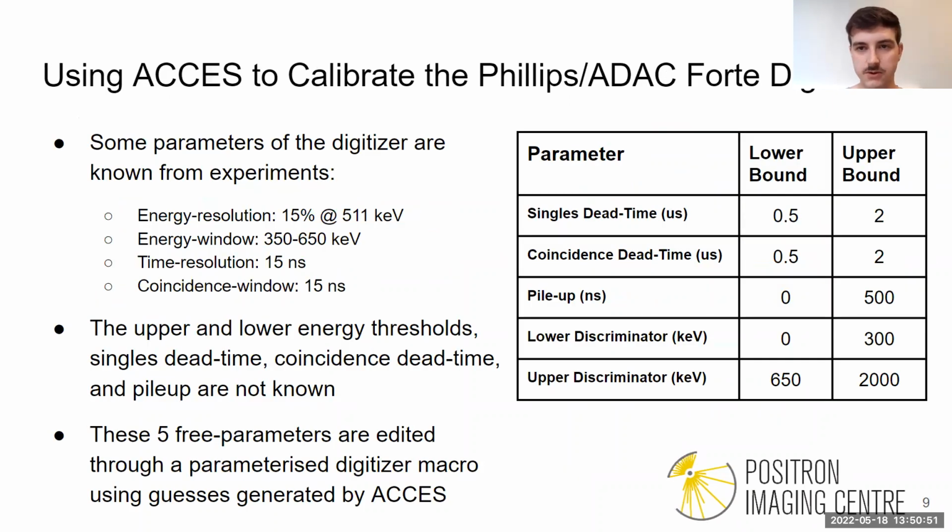So when we use ACCESS to calibrate this, we have to tell ACCESS which parameters to edit and which ones to keep as they are, and then set some lower and upper bounds for it to guess within. We know from experiments and previous characterizations some aspects of our detector: its energy resolution, the energy window, time resolution, and coincidence window are all known, and we don't need to search for an optimum value for these. However, the singles dead time, coincidence dead time, pile-up, and upper and lower energy discriminators have quite a deal of uncertainty on what they should be, and we're going to allow ACCESS to optimize these 5 free parameters.